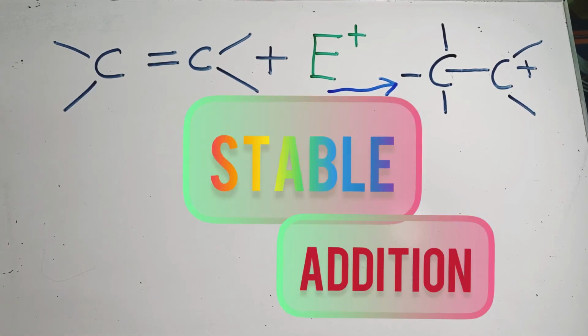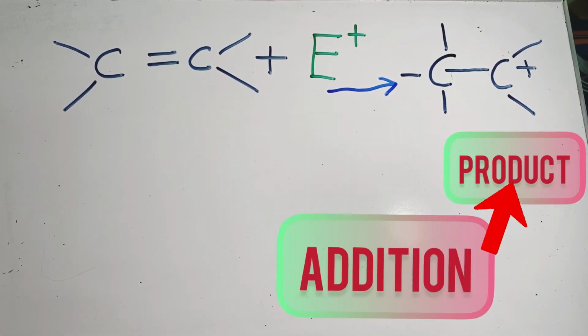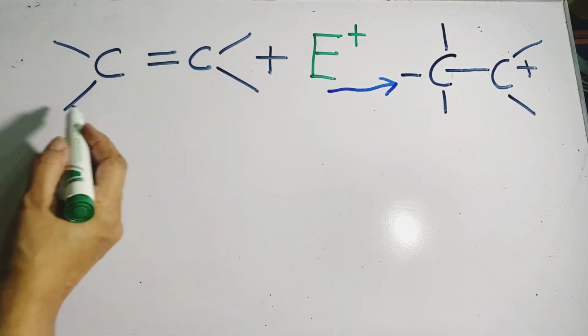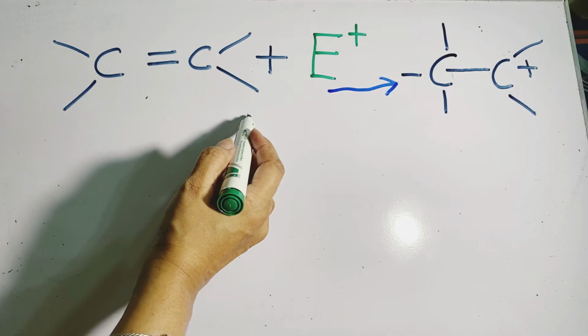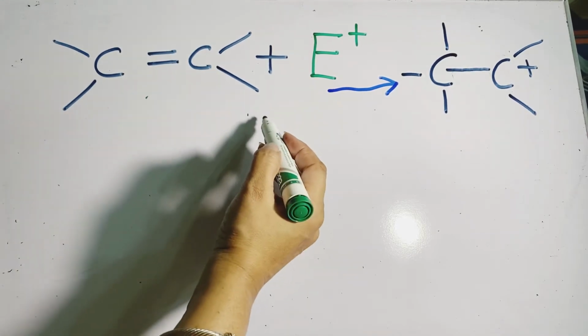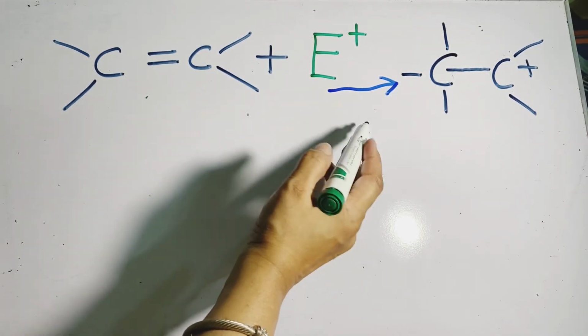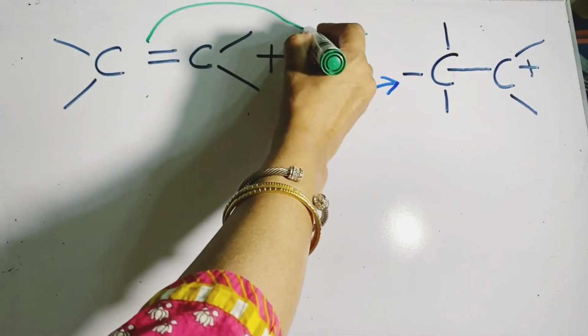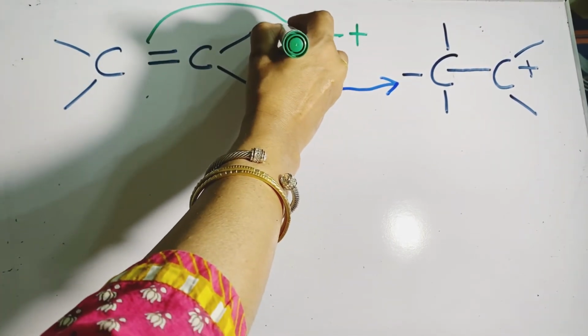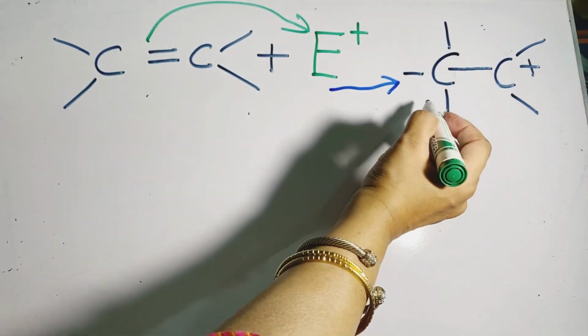In this mechanism, both the electrophile and the nucleophile bond to the carbons of the double bond, as shown in this figure. You can see what is happening here: the pi bond of the alkene attacks the electrophile. Now it is attacked by an electrophile, forming, of course, this one.